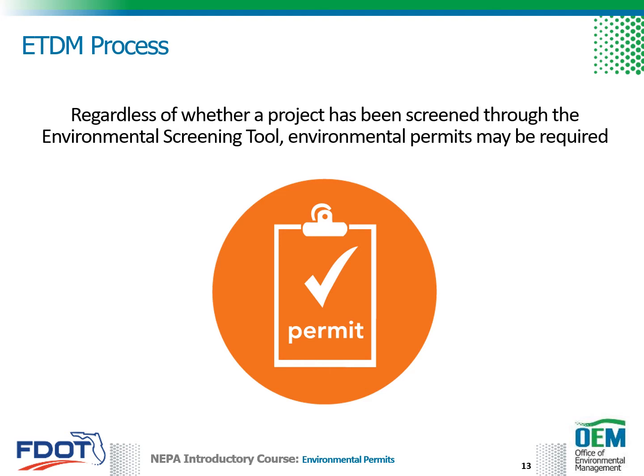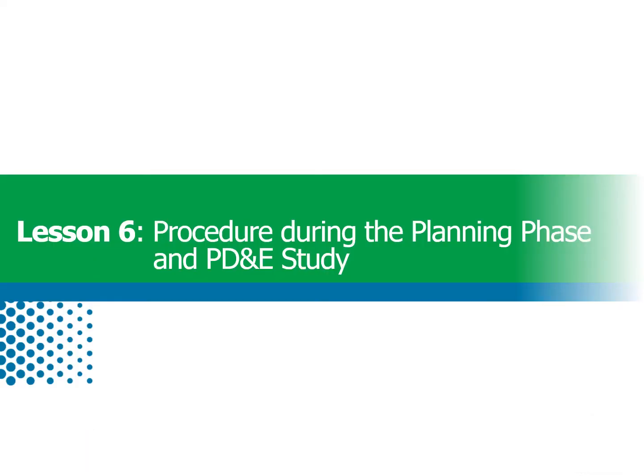Regardless of whether a project has been screened through the environmental screening tool, environmental permits may be required. Agency ETAT responses are only at a level of detail corresponding to the information provided for the project, which tends to be more general during the planning phase. Impacts requiring permitting may not be fully realized until the project reaches the design phase. Lesson 6 focuses on the procedures that occur during the planning phase and PD&E study.